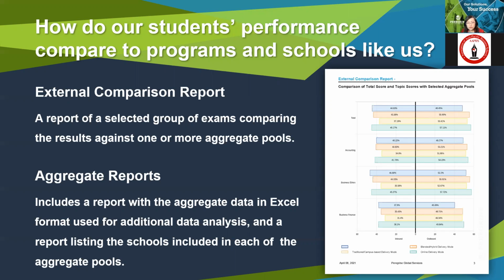So our partner institutions are able to address this question using the external comparison report. The report allows them to choose up to 5 external benchmarks. For example, you can compare your students' results against schools based on geography, as I've mentioned, institution type, including private, public, or academic delivery modality. And that refers to an entirely online program or hybrid or traditional, which is a face-to-face kind of program.